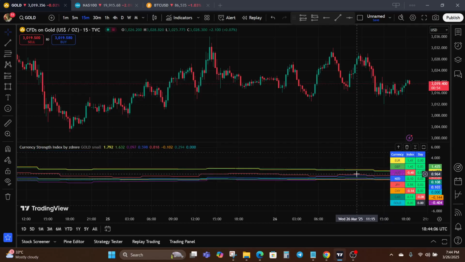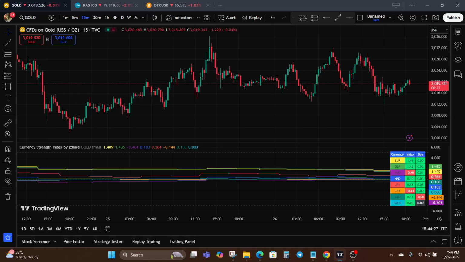Okay, then of course it can help you with pair selection. You can use the currency strength index to help you select the best forex pairs to trade at a time, because if the index shows that one currency is particularly strong and another is particularly weak, this could point to a high probability trade.